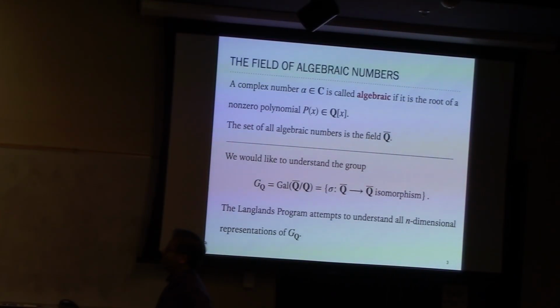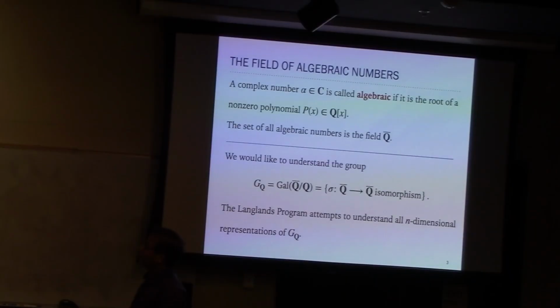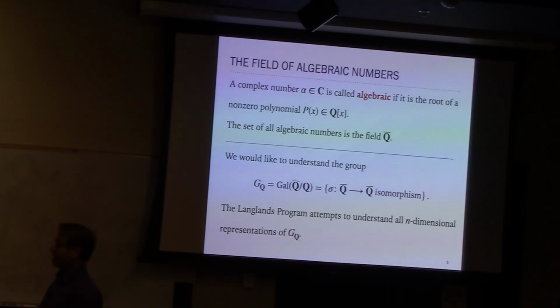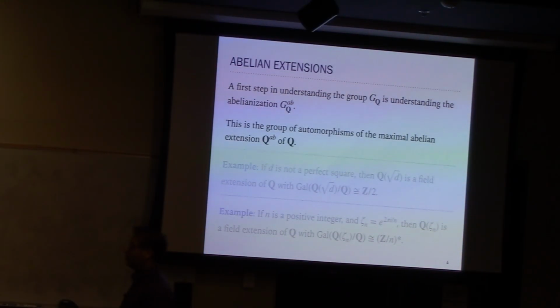The Langlands program, which I'm not going to talk about today, occupies a huge chunk of modern number theory. It tries to understand the n-dimensional representations, or more generally the representations into points of a reductive group, of this group G_Q. We're not going to talk about that today. That's a representation theory perspective on trying to understand a group. But the first step in understanding a group or its representations would be to understand its abelianization.